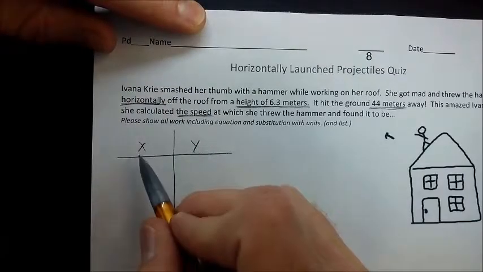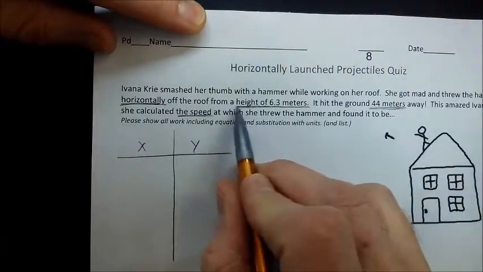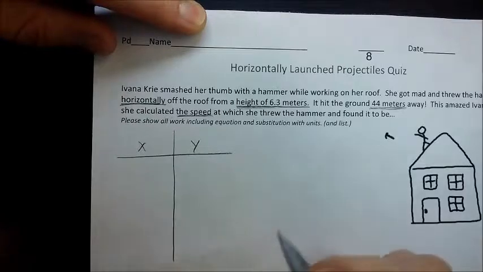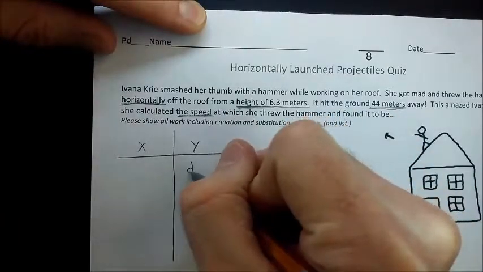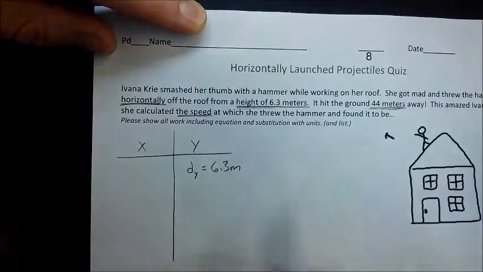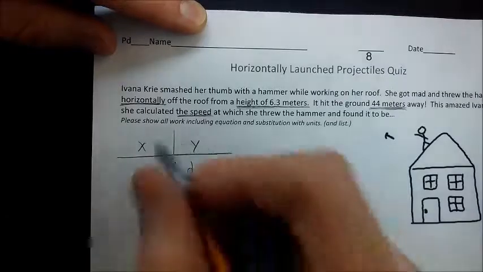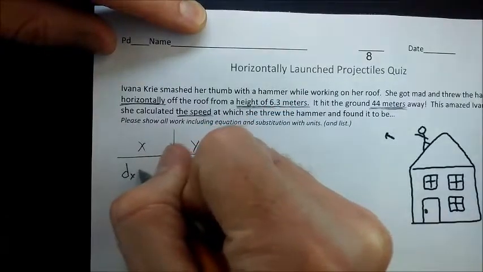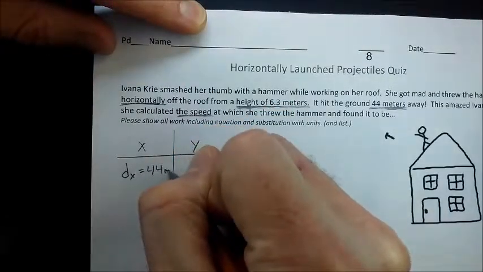All right, so let's start filling in some of this information. The first one, let's go, height of 6.3 meters. Well, that is a vertical distance, so dy is 6.3 meters. We've got 44 meters away, and we're going to interpret that as a dx. So dx is 44 meters.